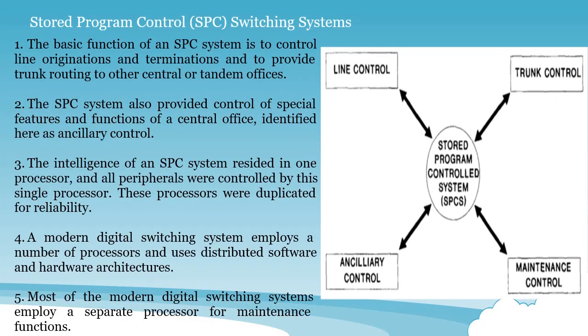1. The basic function of an SPC system is to control line origination and terminations and to provide trunk routing to other central or tandem offices. 2. The SPC system also provided control of special features and functions of a central office, identified here as ancillary control. 3. The intelligence of an SPC system resided in one processor, and all peripherals were controlled by this single processor. These processors were duplicated for reliability. 4. A modern digital switching system employs a number of processors and uses distributed software and hardware architectures. 5. Most of the modern digital switching systems employ a separate processor for maintenance functions.